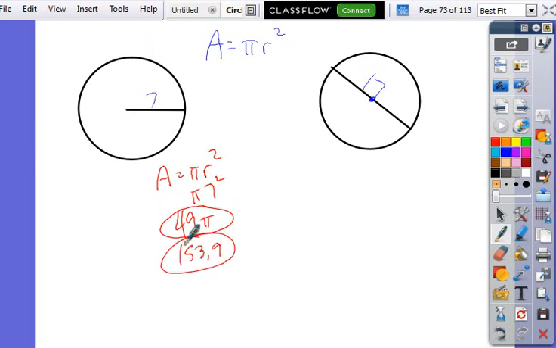All right, if it gives you the diameter, like this 17, what do I do? You divide it by 2. I divide that by 2 and then use that number. 8.5. So I'd have to do 8.5.